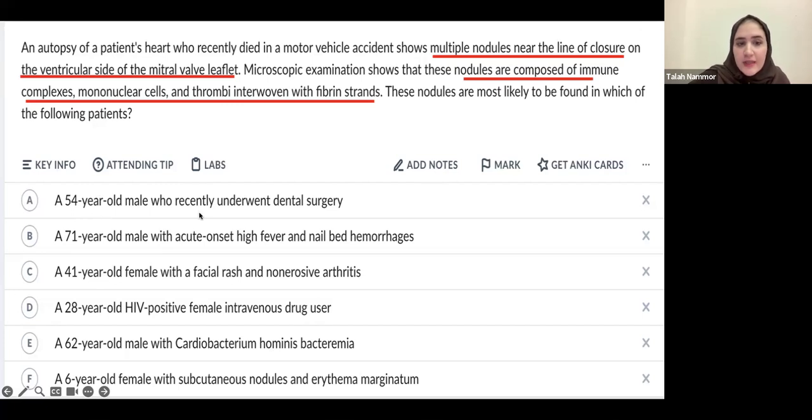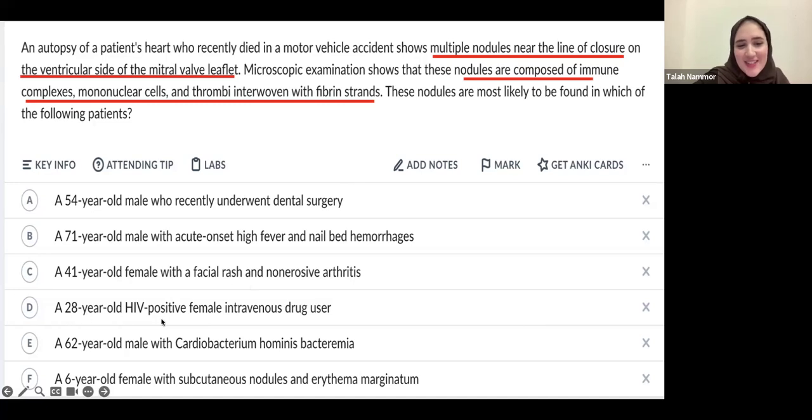A 54-year-old male who recently underwent dental surgery. Right or not? I don't think so. Do you guys think so? Because it's not infective. A 71-year-old male with acute onset high fever and nail bed hemorrhages. No, because this is rheumatic fever and it's not caused by an infection. A 41-year-old female with a facial rash and non-erosive arthritis. So this is SLE. Do you guys think it's this patient?